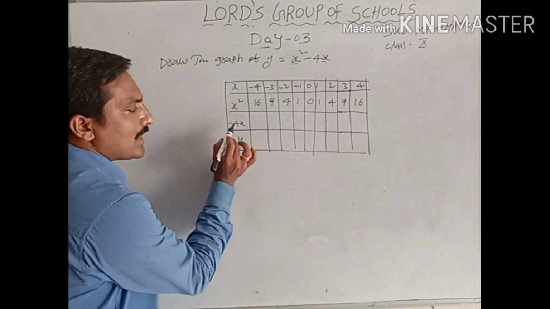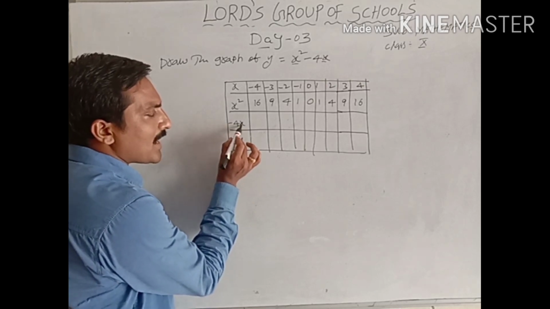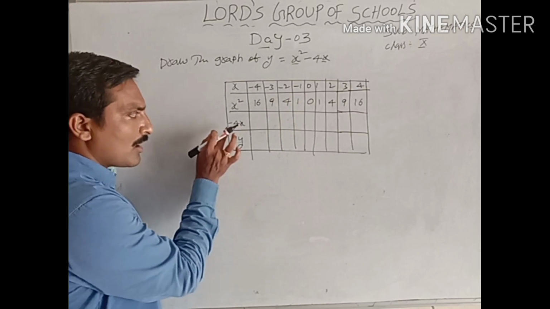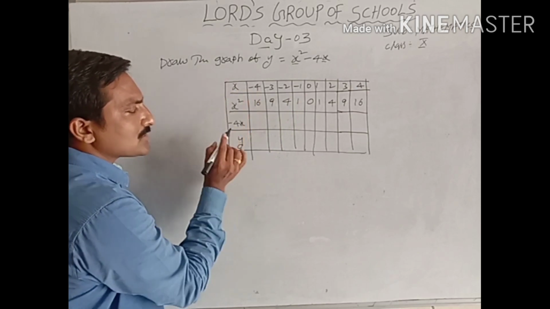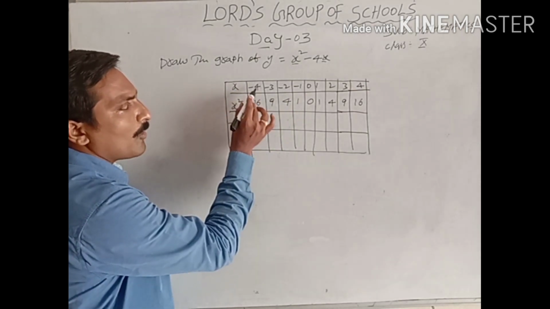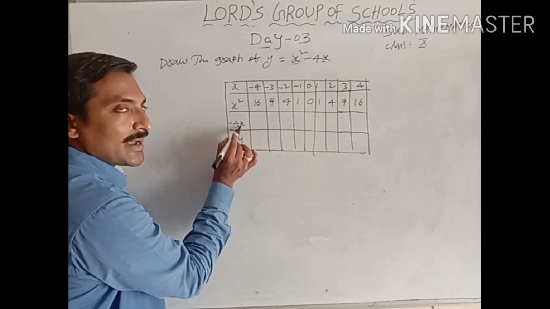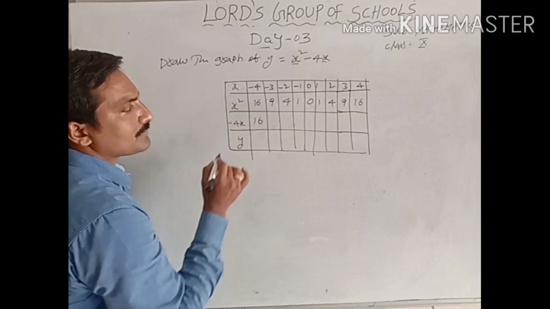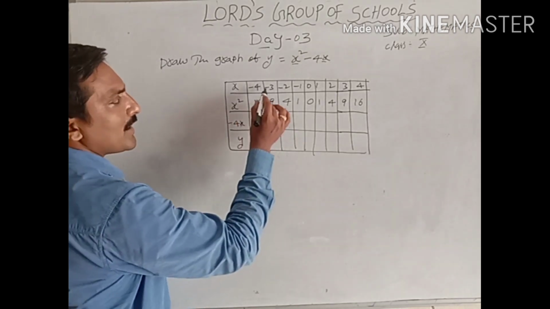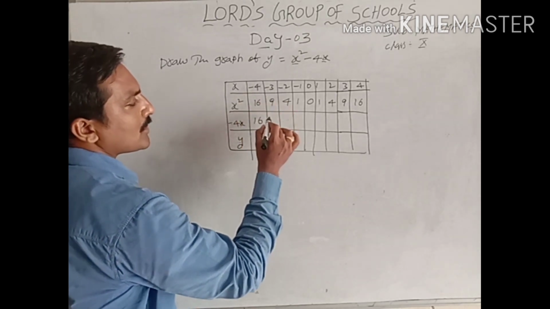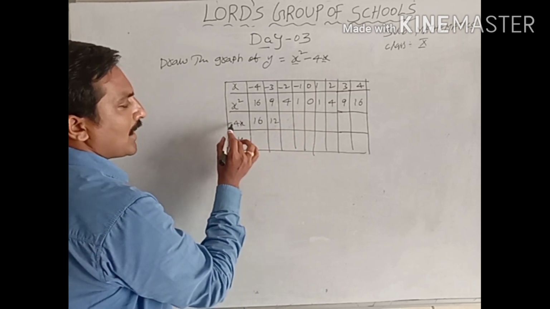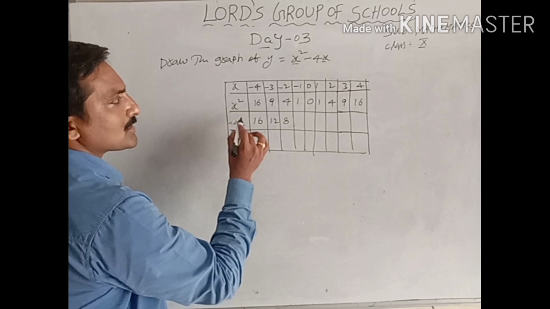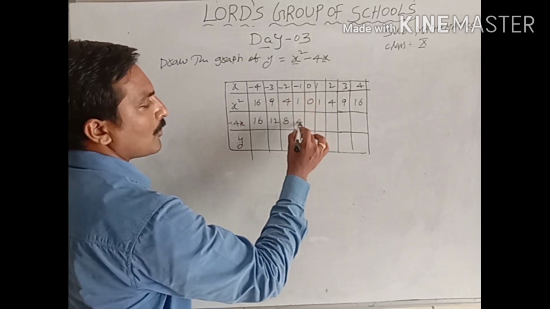Next, minus 4x. In the place of x you take minus 4, minus 3, minus 2. Now we will take minus into minus, plus 4 into 4, because in place of x I took minus 4. Minus 4 into minus 4, plus 16. Minus into minus, plus 4 into 3, 12. Minus 4 into minus 2, plus 8. Minus 4 into minus 1, 4.